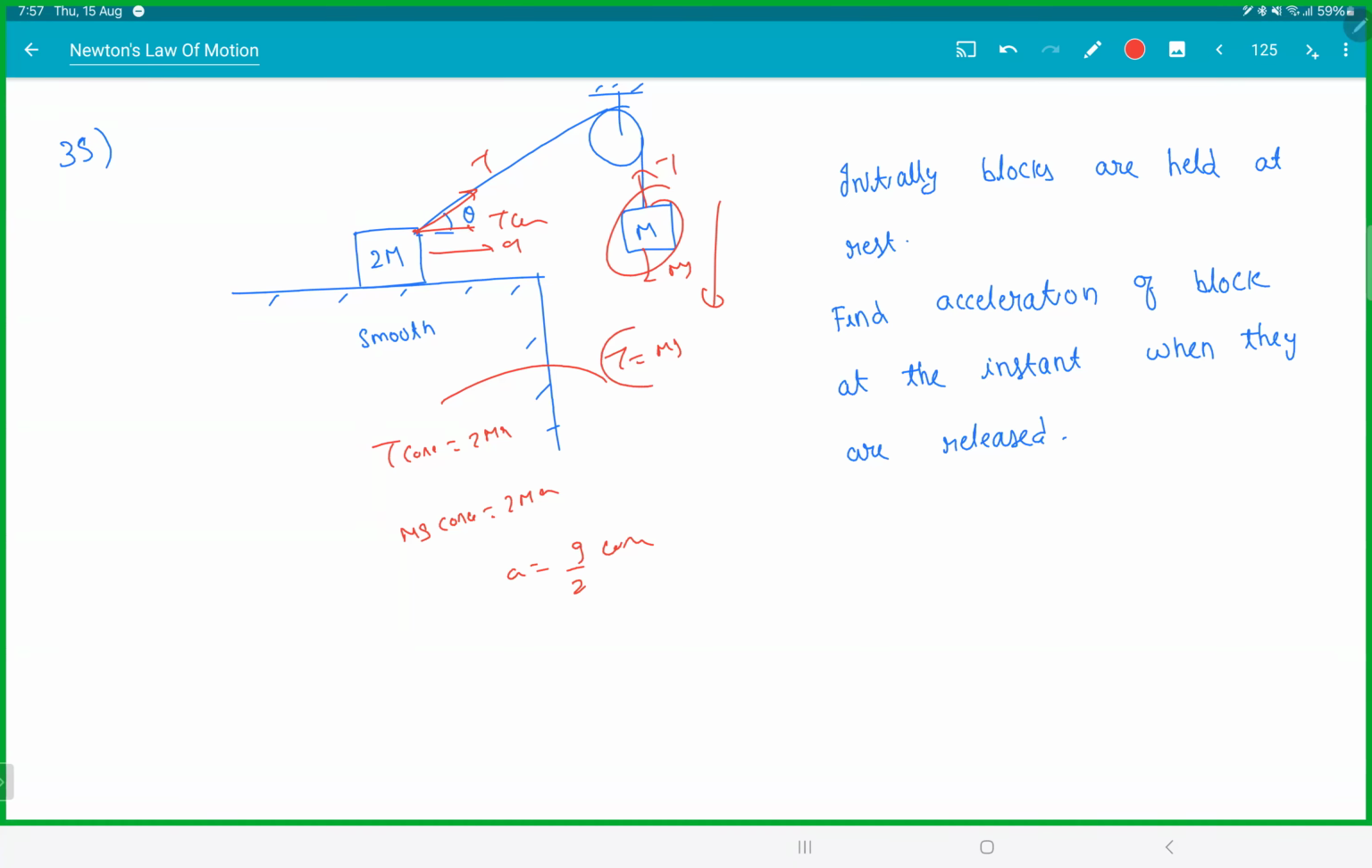Then how can you write T is equal to mg? It should be T minus mg is equal to ma, right? Tension is not equal to mg. How do we solve? T can't be mg. Yeah, A is not zero.